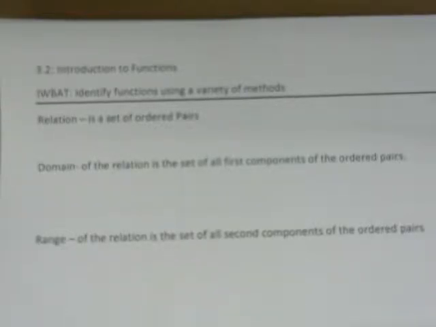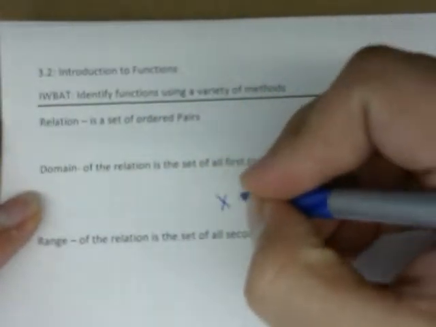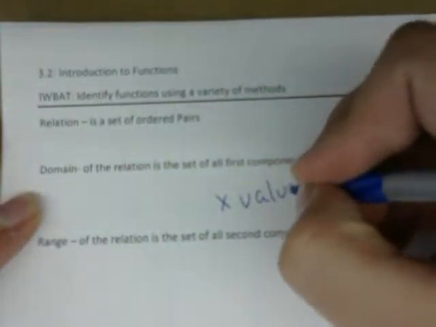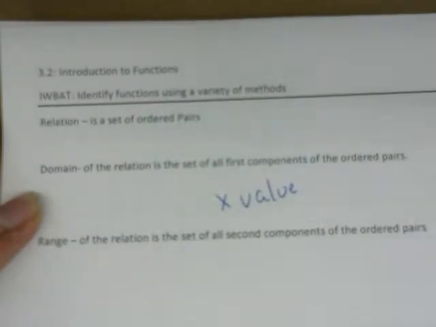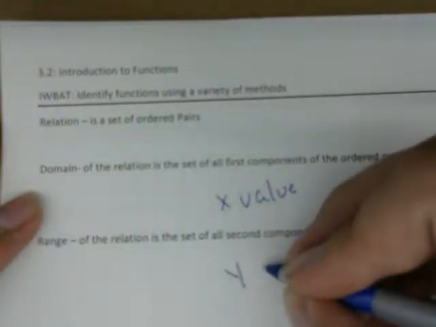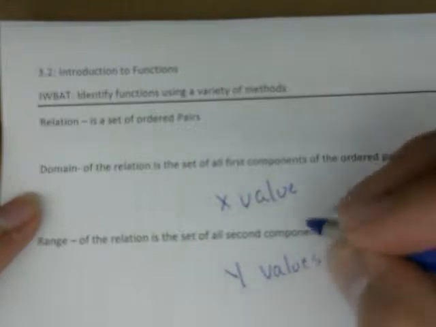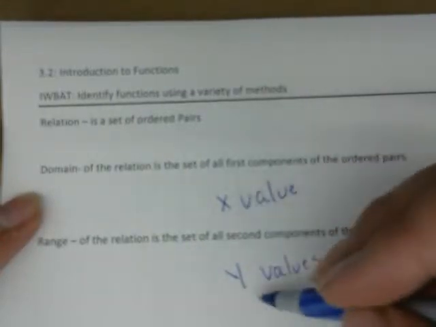The domain of the relation, or the pairs, is the set of all first components of the ordered pairs, meaning these are all your x values. So we're looking at x values. Whenever we say domain, we know we're going to be looking at x values. Whenever we're looking at range, we're looking at y values. So x values and y values is essentially what we're looking for.